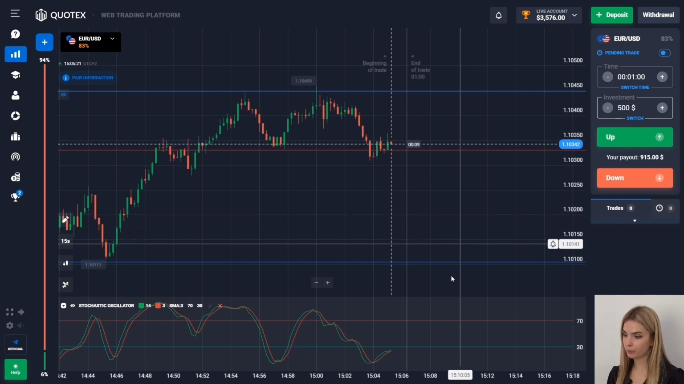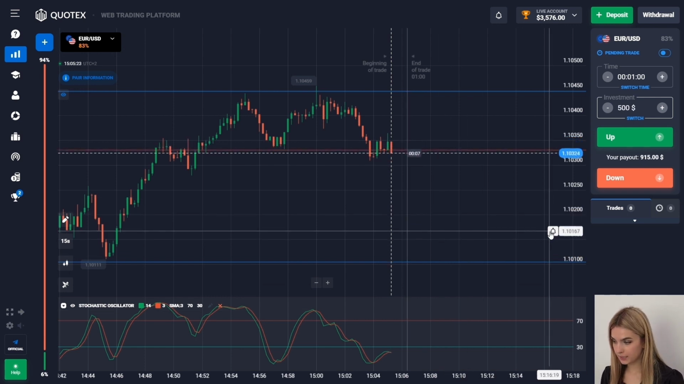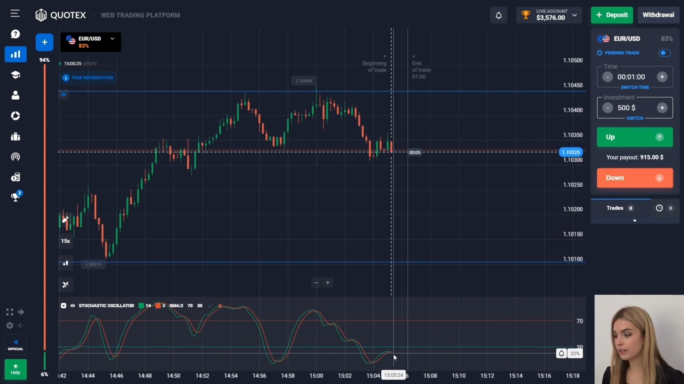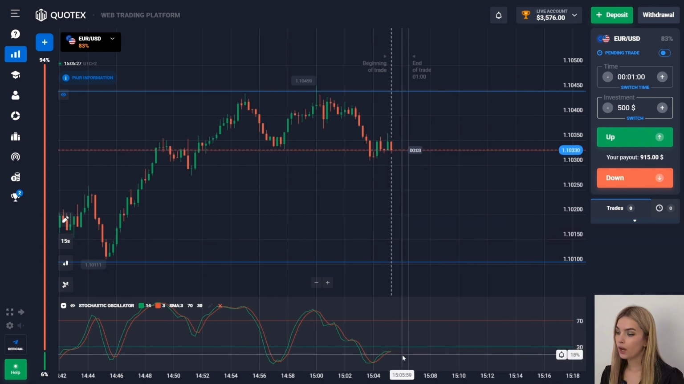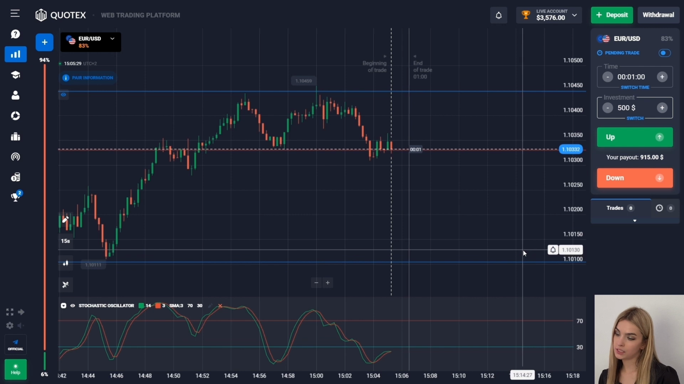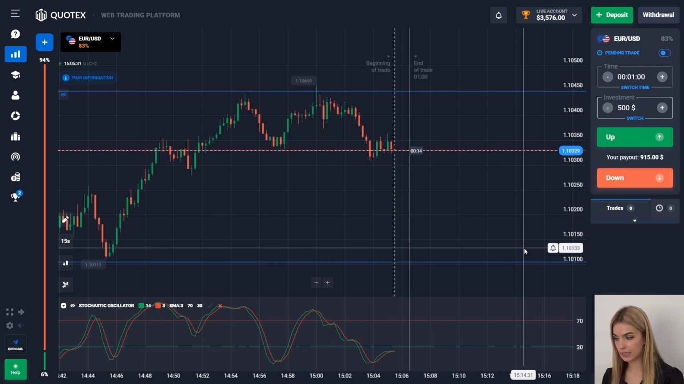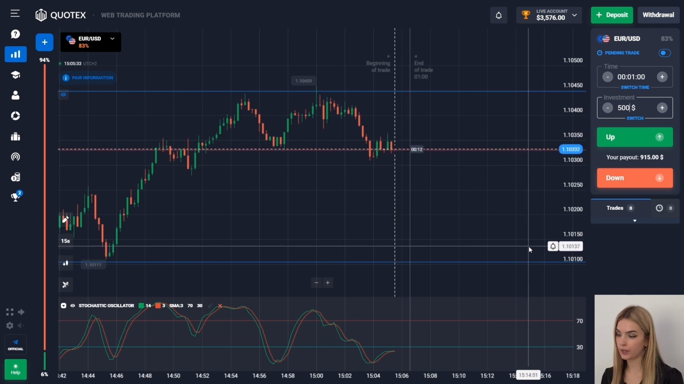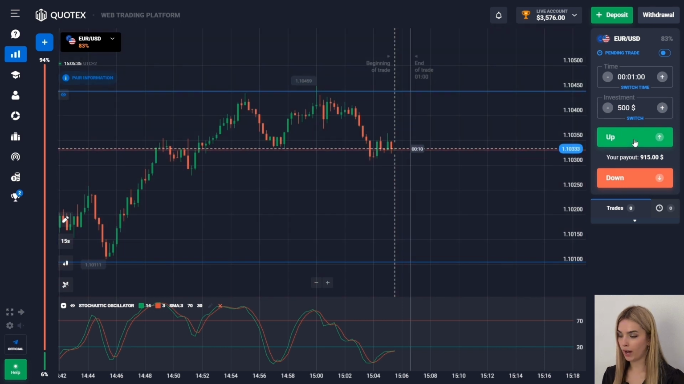Looking for the next entry point. Since we have practically not moved from the support level, there is still space to grow. Also, the stochastic curves are still in the lower zone. Based on this data, I put $500 to go up.